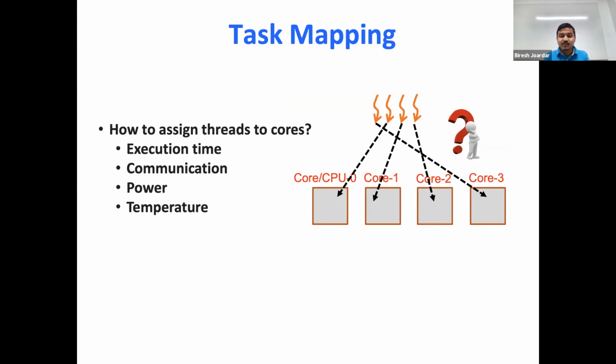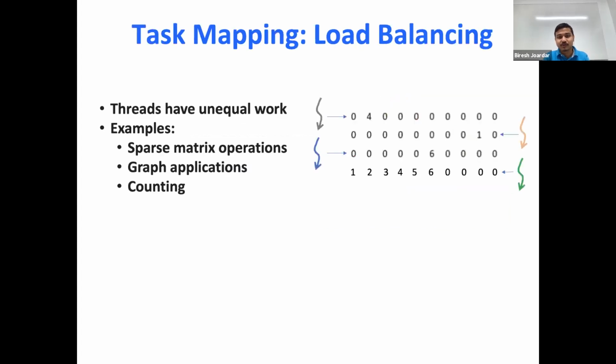Well, task mapping, even though it looks simple, it has a very big impact on the performance. So depending on how you map your threads, we can get very different execution time. We could also improve our communication, power, temperature, and a lot of design issues. So let's look at some examples why task mapping is so important.